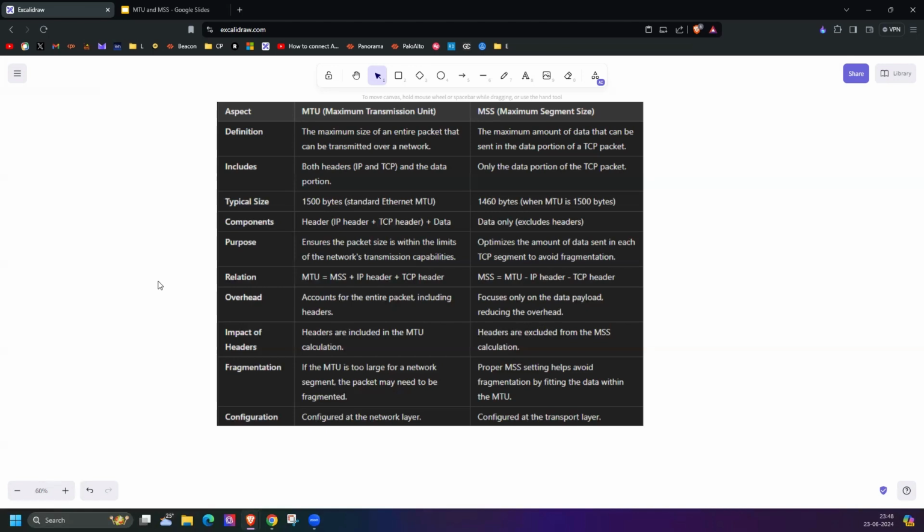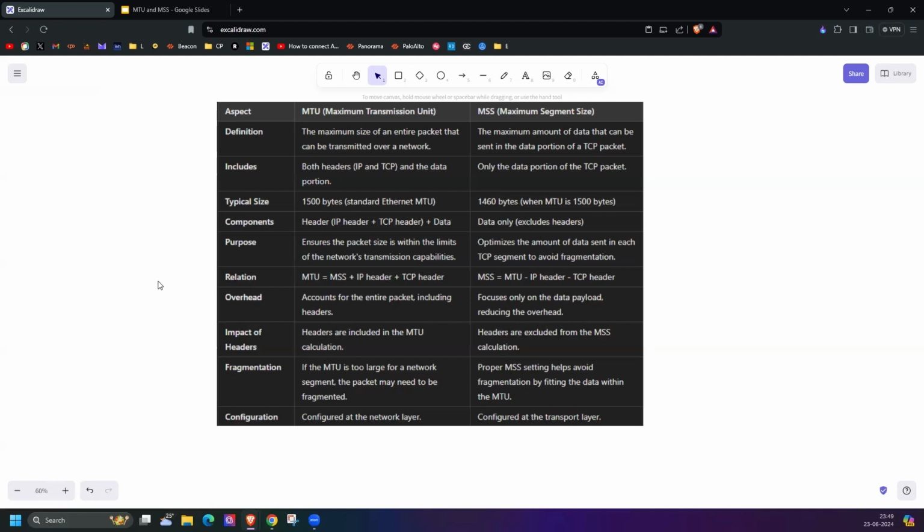Overhead: MTU accounts for the entire packet including the headers, whereas MSS is only focused on the data payload, reducing the overhead. Now, the impact of headers: headers are included in the MTU calculation, whereas headers are excluded in the MSS calculation. Fragmentation: if the MTU is too large for a network segment, the packet may need to be fragmented. Proper MSS setting helps avoid fragmentation by fitting the data within the MTU.